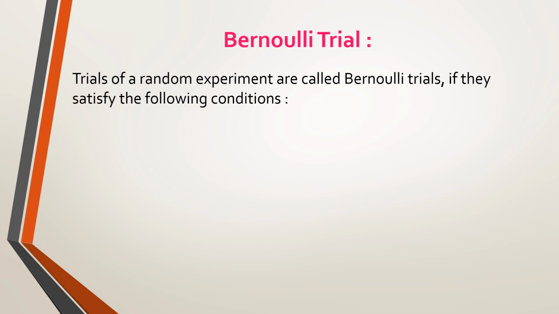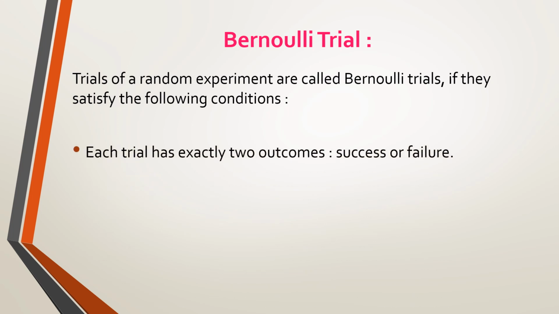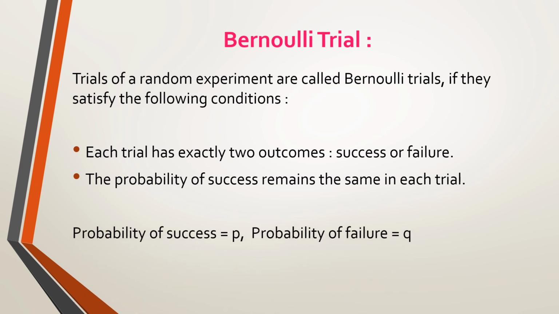Trials of a random experiment are called Bernoulli trials if they satisfy the following conditions. That is, each trial has exactly two outcomes, success or failure, and the probability of success remains the same in each trial. Probability of success will be denoted by small p and probability of failure will be denoted by small q.